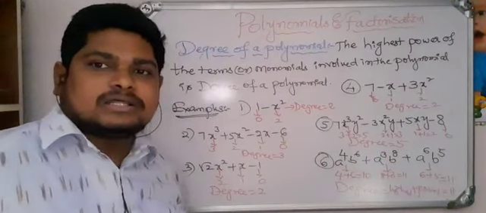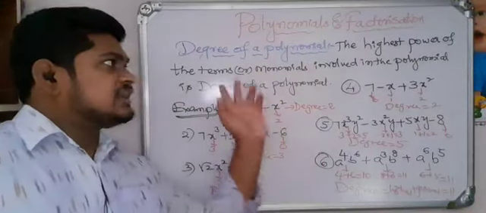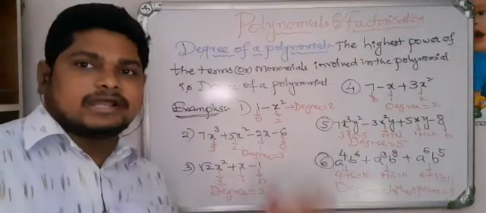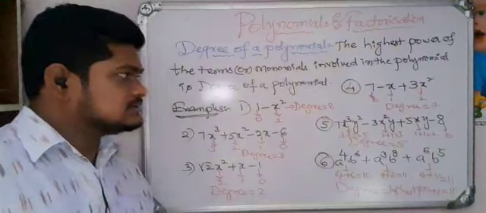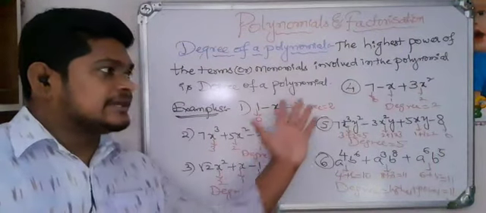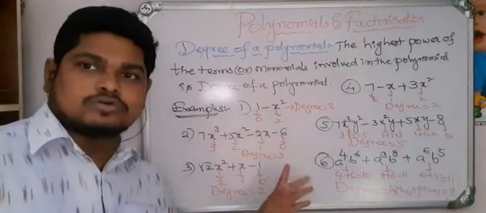Next concept, Nana, basing on the degree of the polynomial, what are the types of the polynomials? Okay, everything I am writing clearly, all of you noted in your notes.